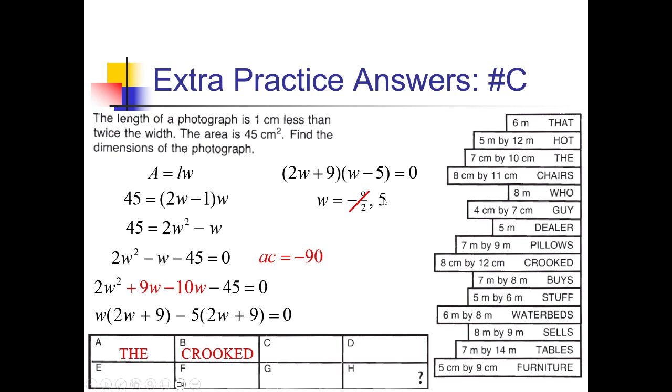Now they told us that the length was 2 times this minus 1. So 2 times 5 minus 1, that's 10 minus 1, gives us a length of 9, and that's 9 centimeters. So 5 centimeters by 9 centimeters, and that's at the very bottom of this list here. That's going to be furniture. So we've got furniture for C.